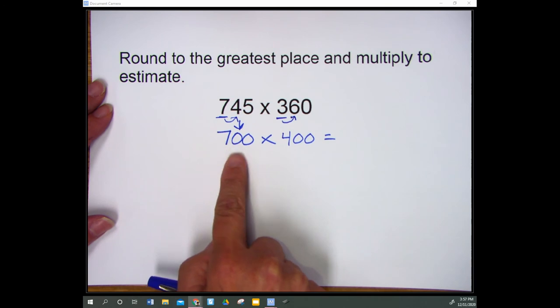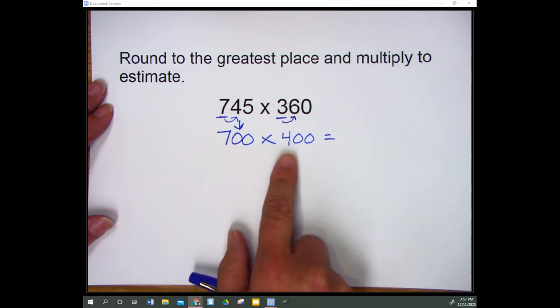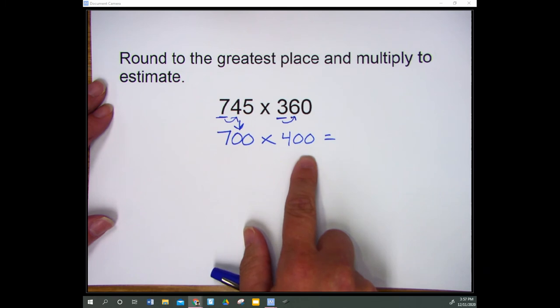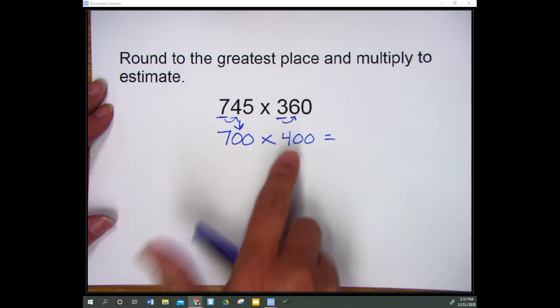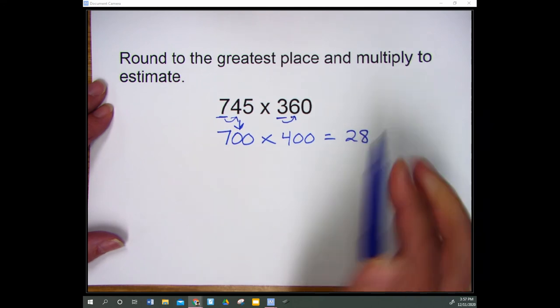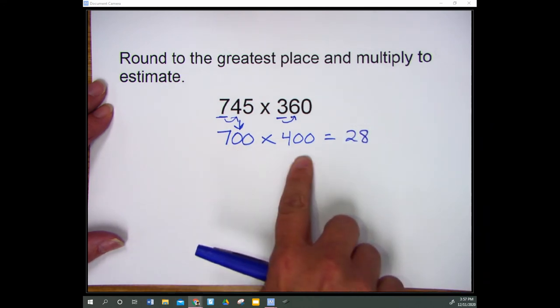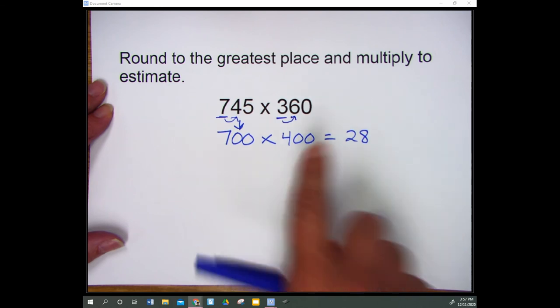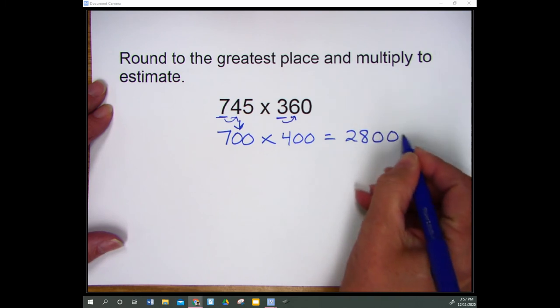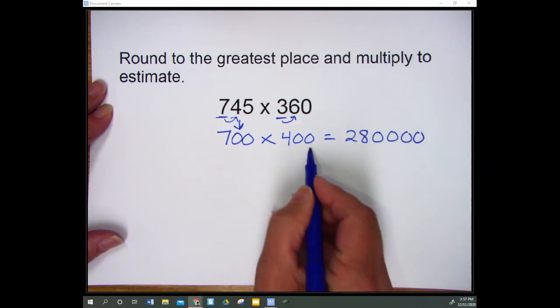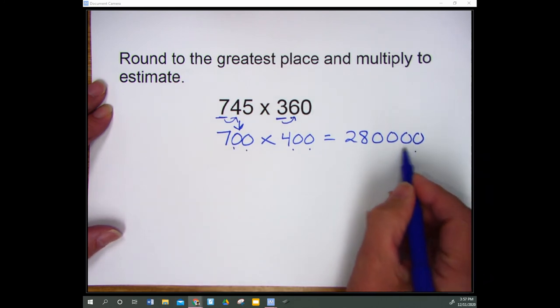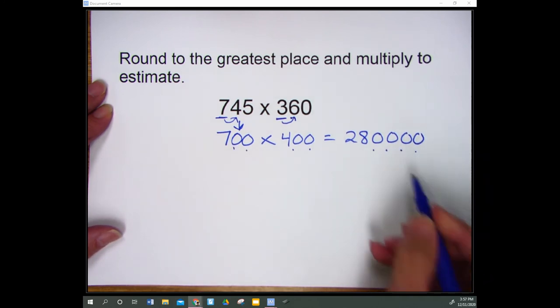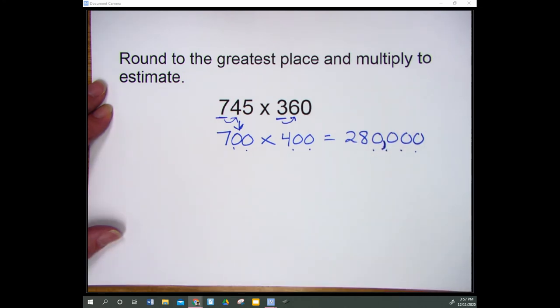I'm thinking associative property in my head. 700 is a 7 times a 100, times 400 is a 4 times a 100. I'm going to do the 7 times 4 first. That's 28. And then 100 times 100. What's 100 times 100? That's going to be 10,000, right? So we'll get 28 of those 10,000s. Do you notice 1, 2, 3, 4 zeros? Now, if I put my comma in, you can see that 28 of those 10,000s is the number 280,000. That is our product.